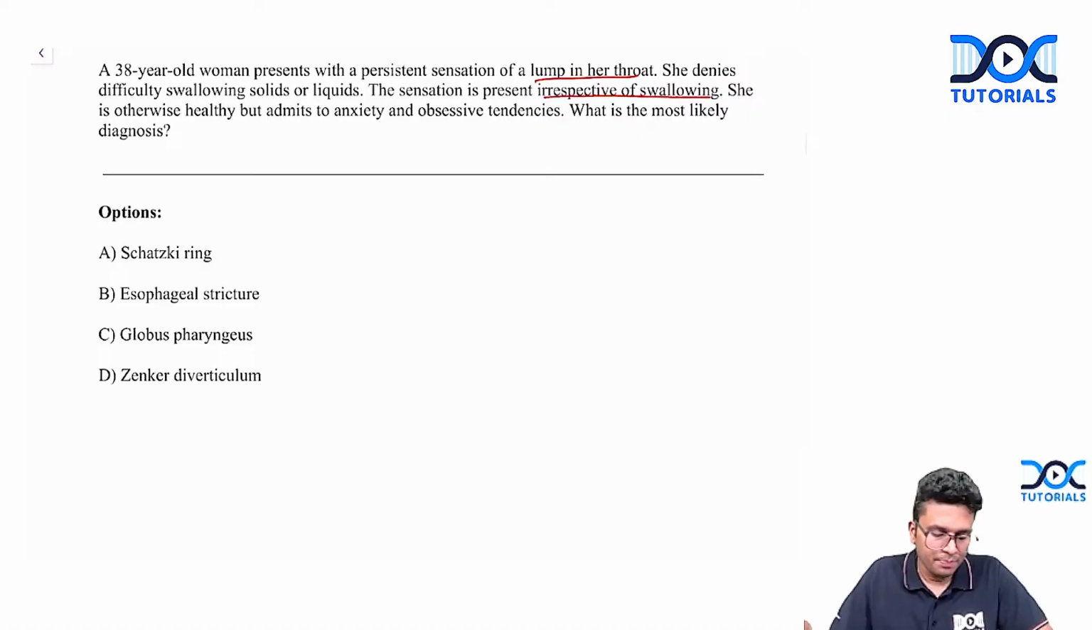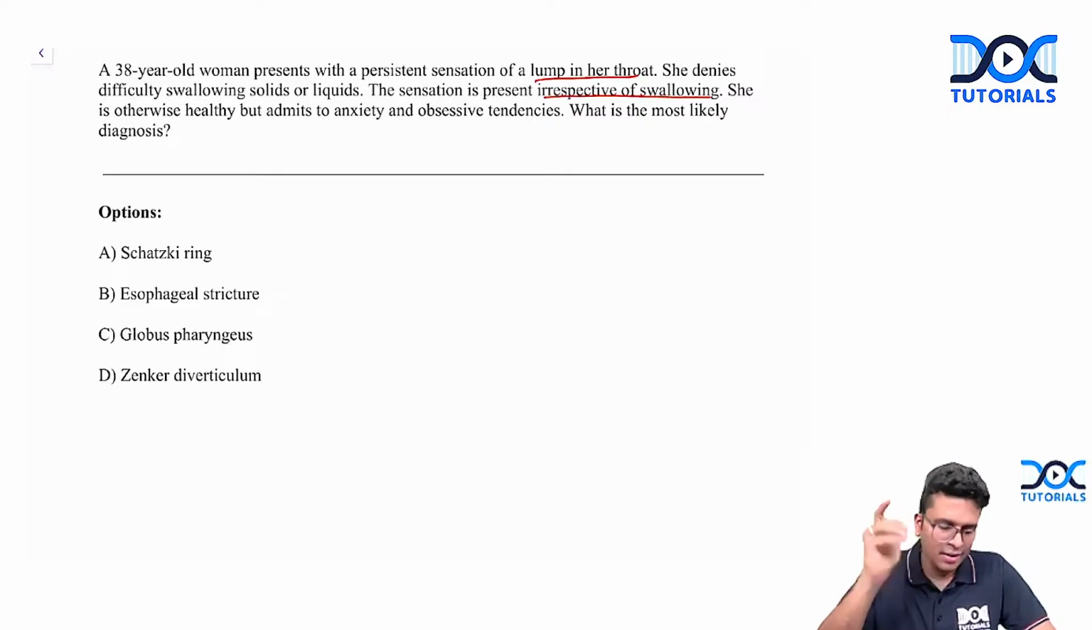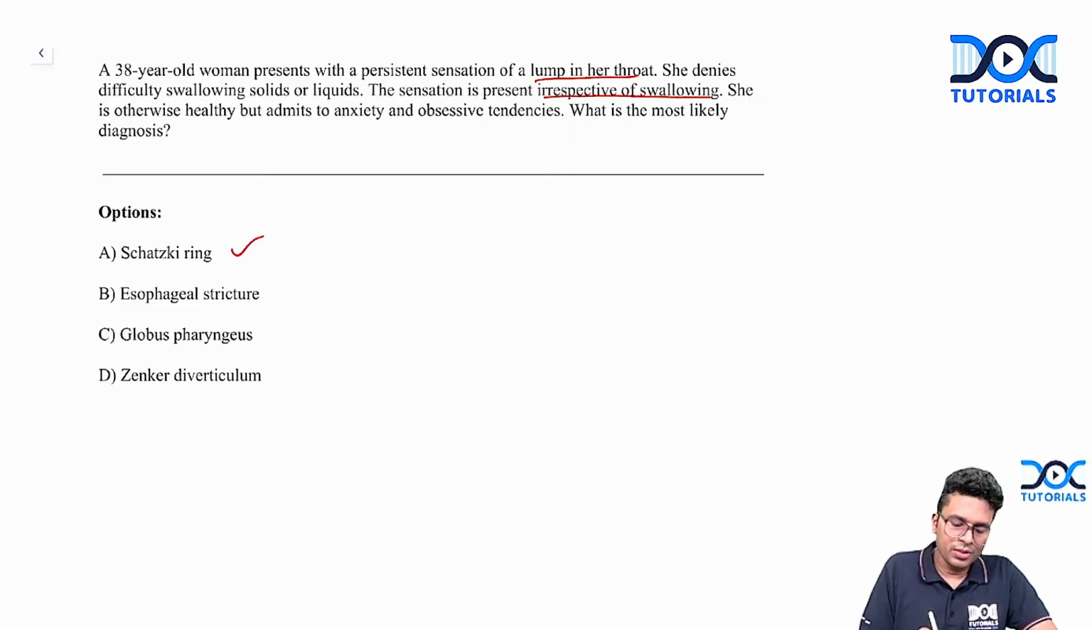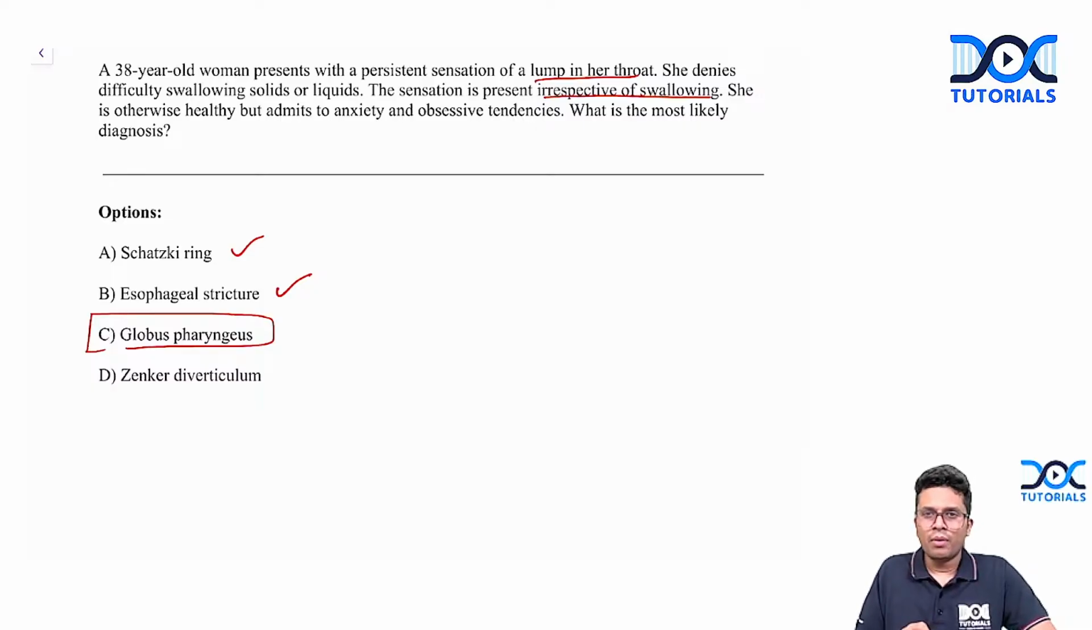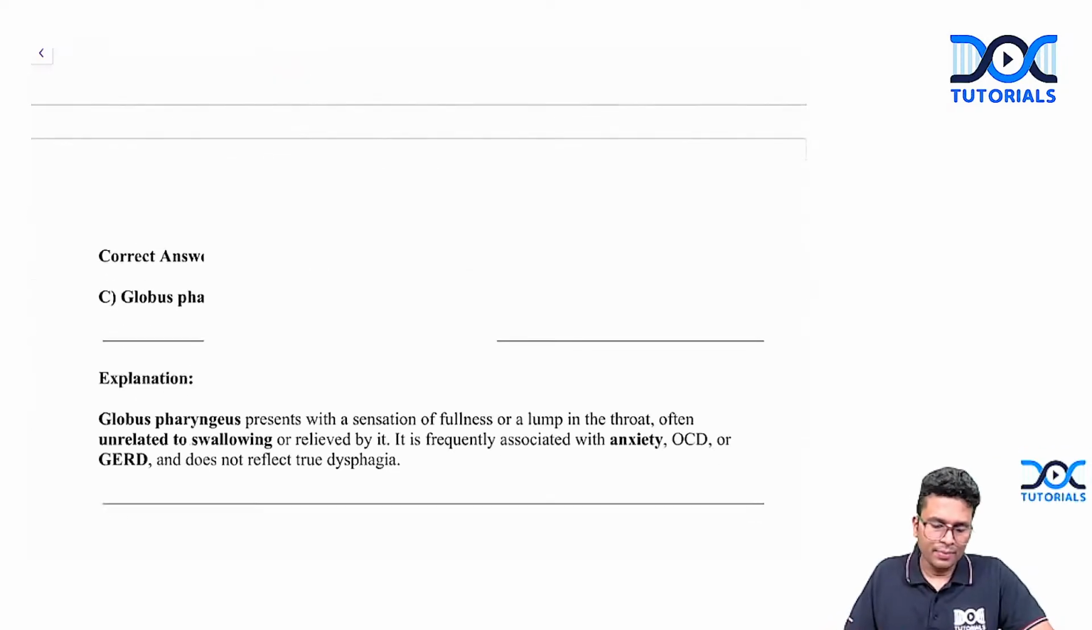A, Schatzki's ring; B, esophageal stricture; C, globus pharyngeus; and D, Zenker's diverticulum. If you have a basic idea about different causes of esophageal dysphagia, you would be able to tell this. Schatzki's ring presents with dysphagia, esophageal stricture, the same thing. Globus pharyngeus is more descriptive of the condition that she has, and Zenker's diverticulum is more present in the elderly with halitosis and regurgitation. So the best answer is C, to describe a foreign body sensation of a lump in the throat not associated with swallowing.